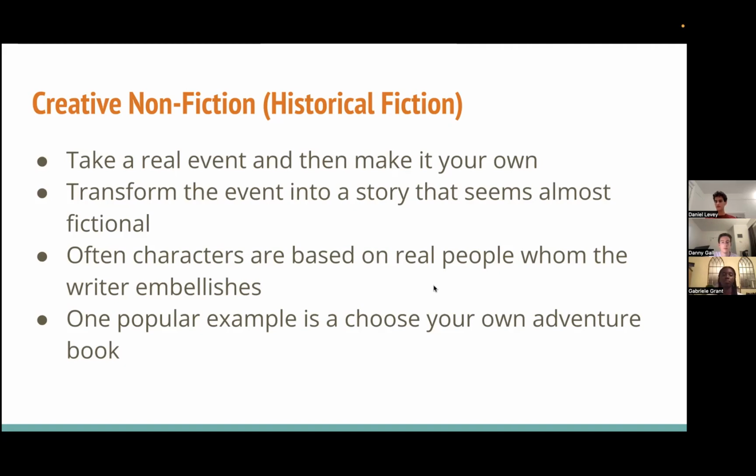One popular example of creative nonfiction is choose your own adventure books. These books often start out with the reader in a real scenario in history, but then they add fictional elements and allow the reader to decide how the story ends.